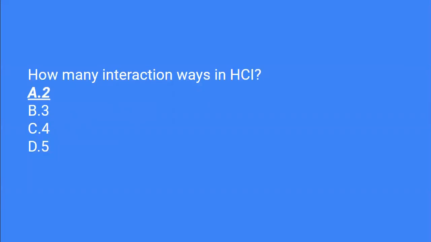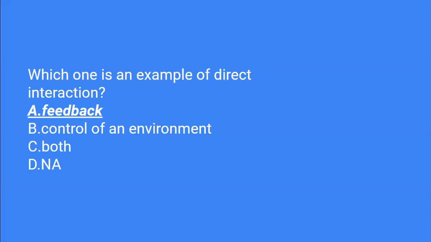How many interaction ways in HCA? 2, 3, 4, 5. The answer is 2. Two interaction ways are there. Which one is the example of direct interaction? The options are feedback, control of an environment, both, none of the above. The answer is feedback.